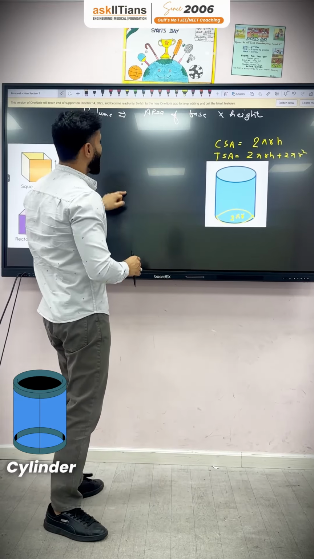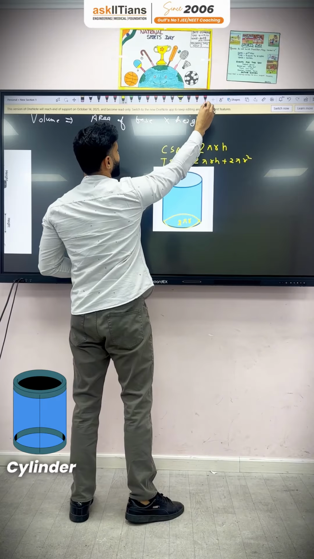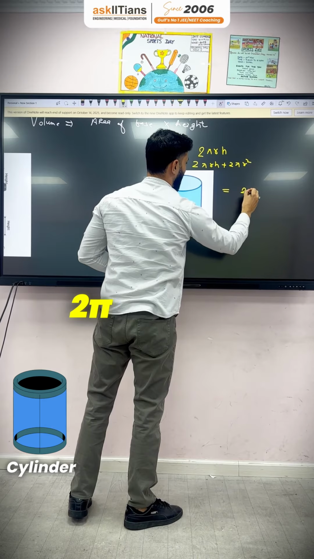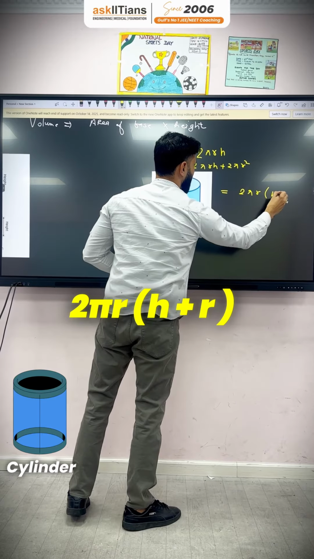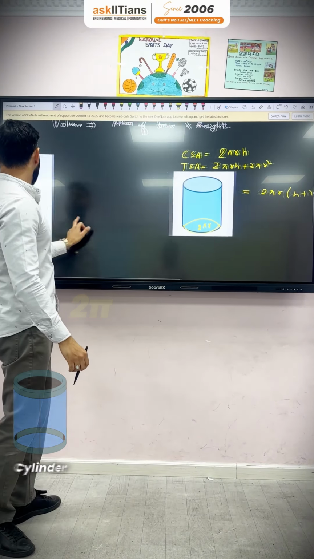Oh, I got what you're talking about here. So basically in your textbook you will see something like this. It is the same actually. You will take 2 pi r common and you will write it as h plus r. Okay, that's fine.